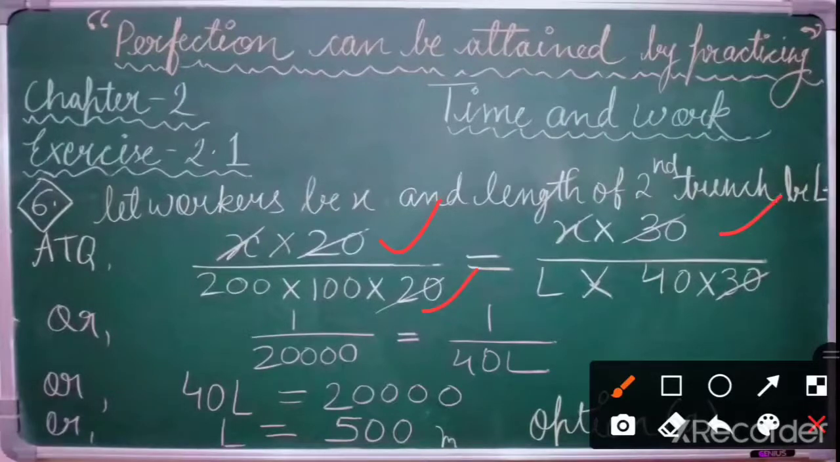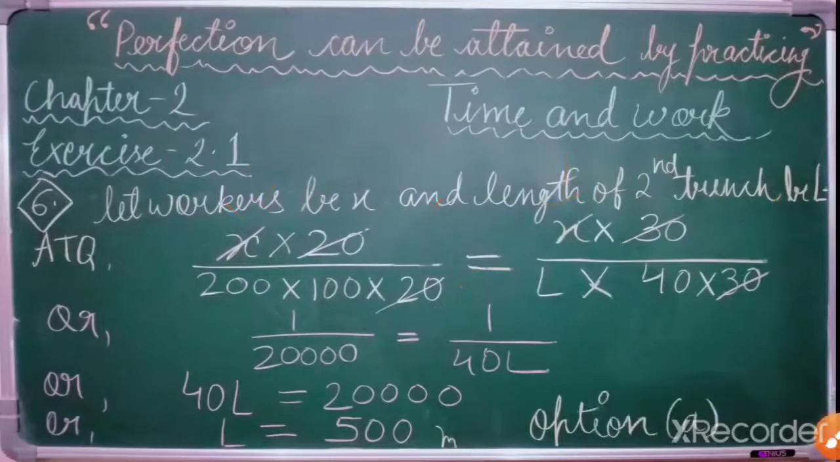When you cancel out x by x of the LHS and RHS, after solving it you will get 1 by 20,000 is equal to 1 by 40L, or you can say L is equal to 500 meter. So your option A would be your correct answer.